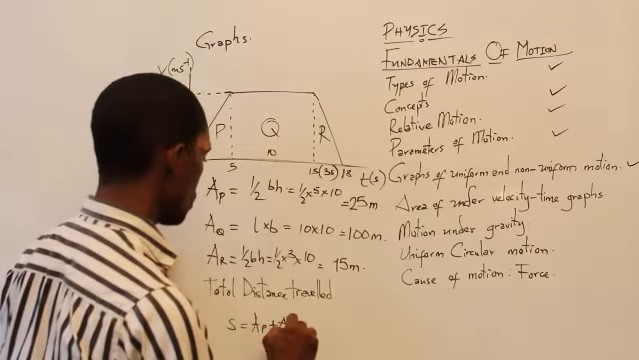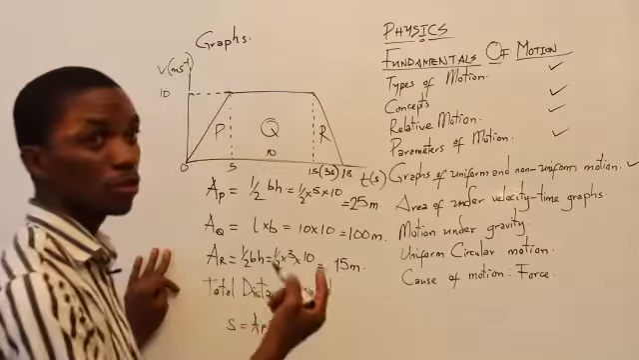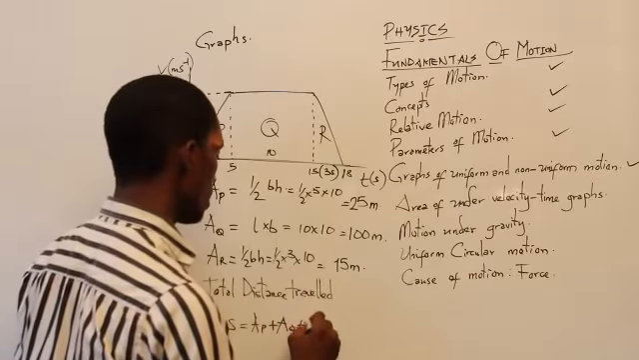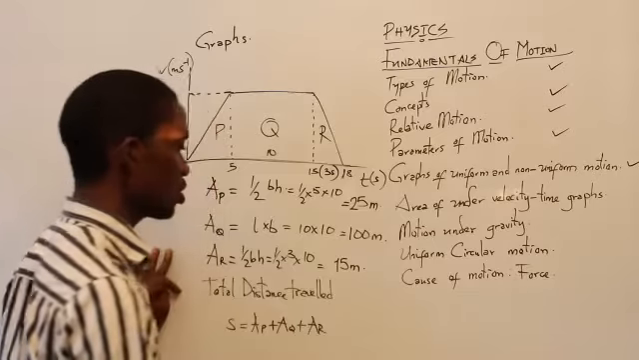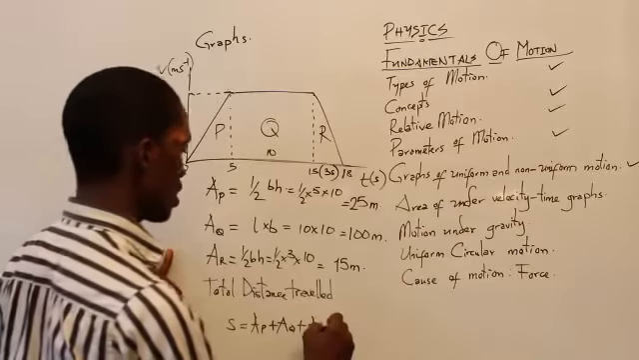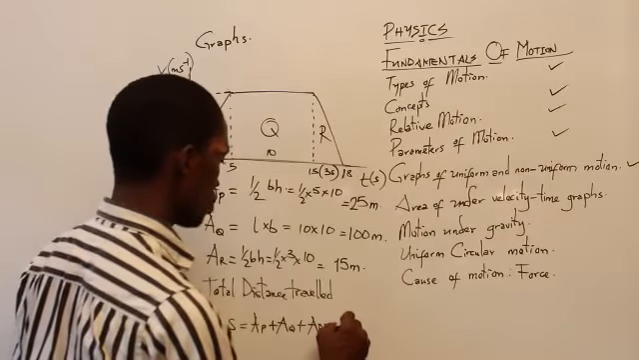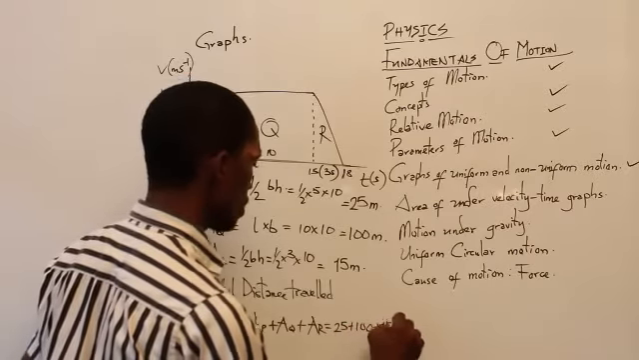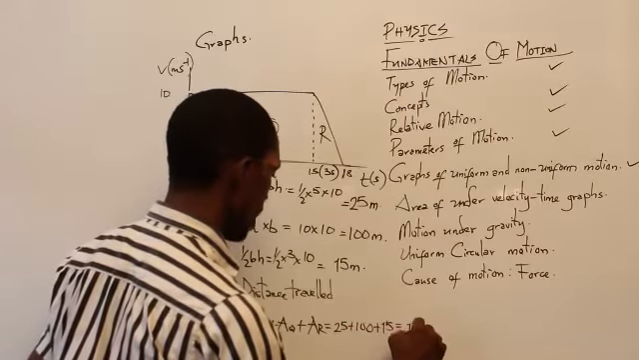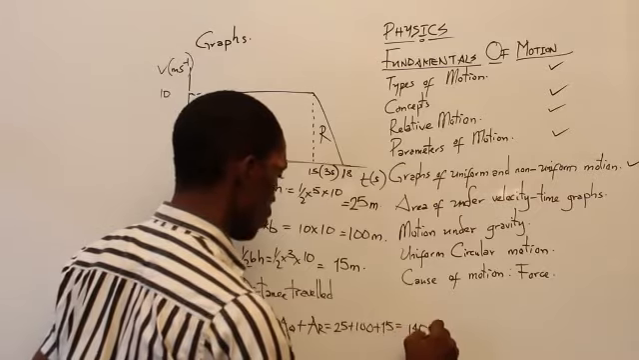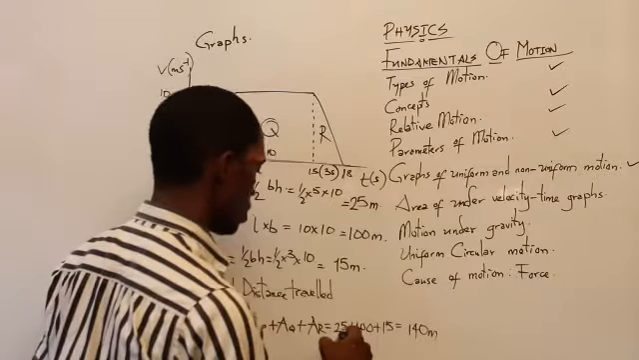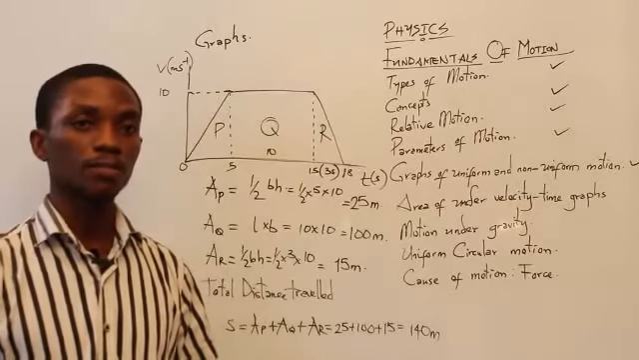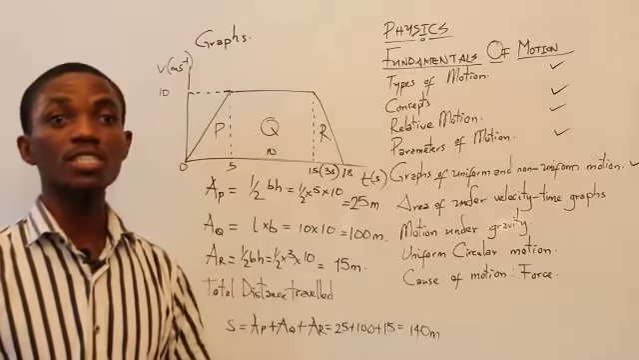plus area of Q. Area of P is the acceleration, area of Q is the uniform velocity, plus area of R, which is the uniform deceleration, and it's given by 25 plus 100 plus 15, which would give 140 meters, just like what we got when we used the trapezium formula. So whichever method you find easier to use.